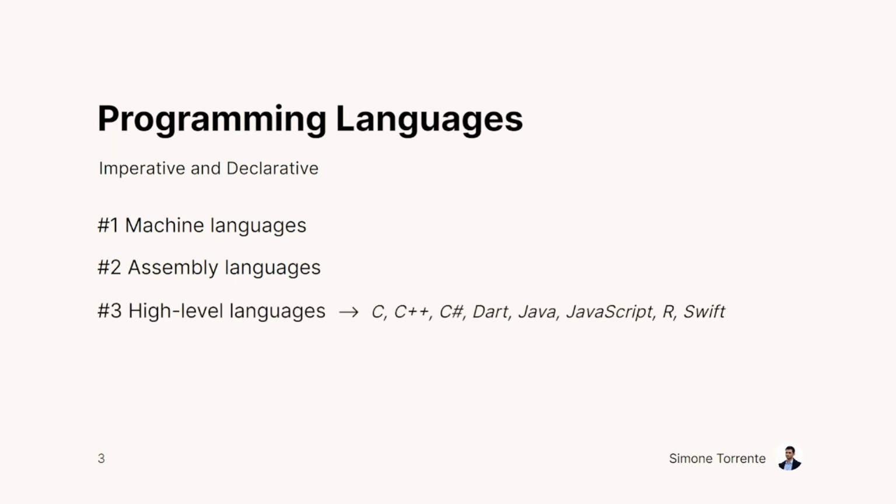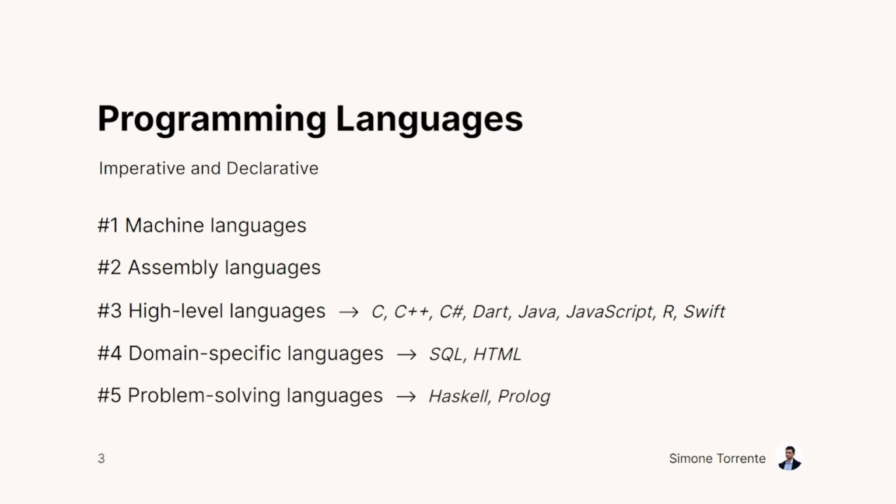Third generation is high-level language. High-level languages focus mainly on the problem. Fourth generation is domain-specific language. These languages are used in a specific domain and they focus less on the problem, but more on how the solution should look like. Fifth generation is problem-solving language. These new languages are mainly used for artificial intelligence and machine learning. They focus on specifying the problem and defining solution constraints.